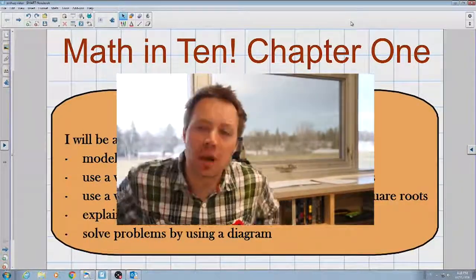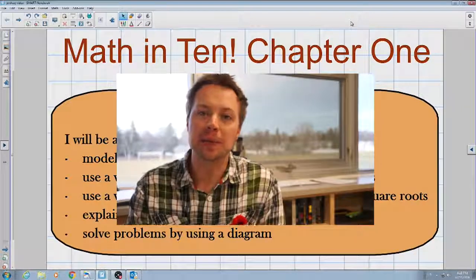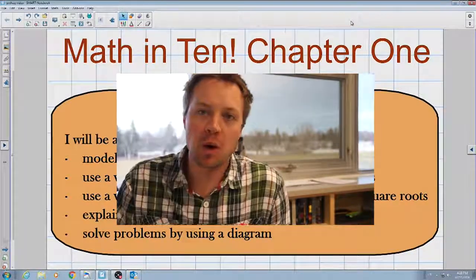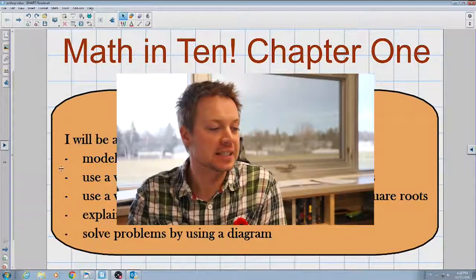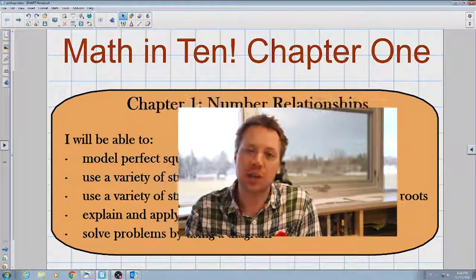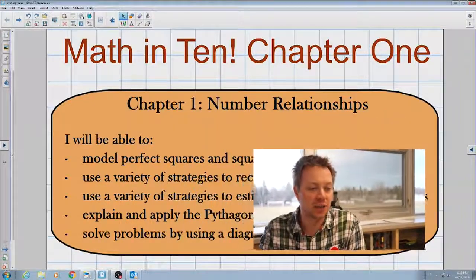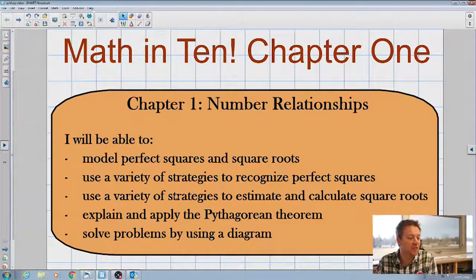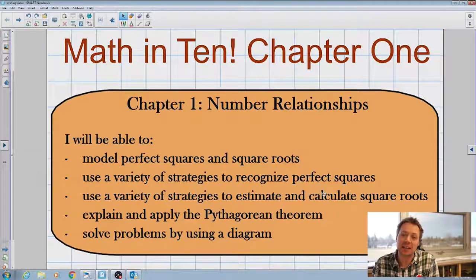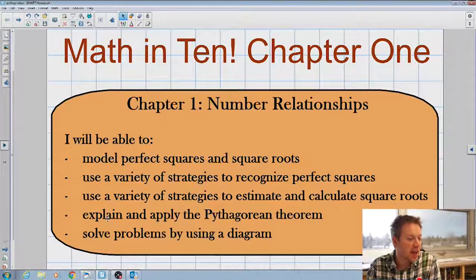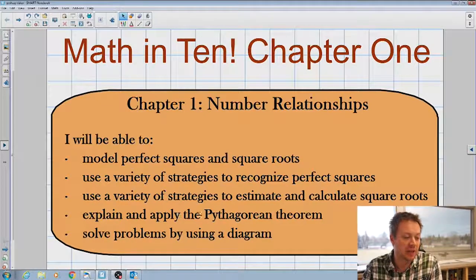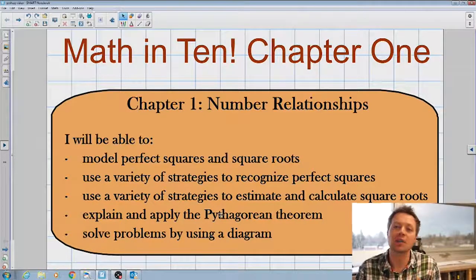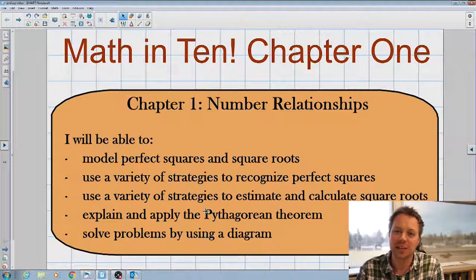This is Chapter 1. This is our number relations chapter. So the biggest thing we're working on are, well, really 5 things. We're going to model perfect squares and square roots. We're going to use a variety of strategies to recognize perfect squares. We're going to use a variety of strategies to estimate and calculate perfect squares. And we're going to explain and apply a Pythagorean theorem and use all of these things in problem-solving applications and questions. So here we go.